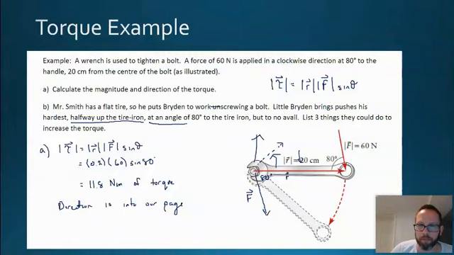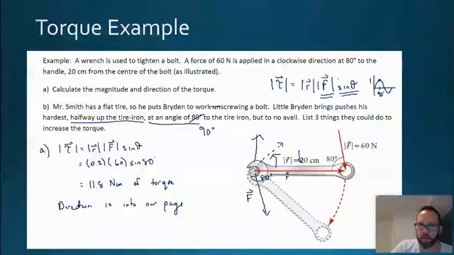Also, angle of 80 degrees. If you think about the sine function, where is sine a maximum? Sine is a maximum of 1 when the angle is 90 degrees. So to make sine theta as big as possible, don't push at an angle of 80 degrees, push at 90 degrees and push perpendicular. And the last thing obviously could do is instead of having Bryden push, I should push, because that will increase the force.